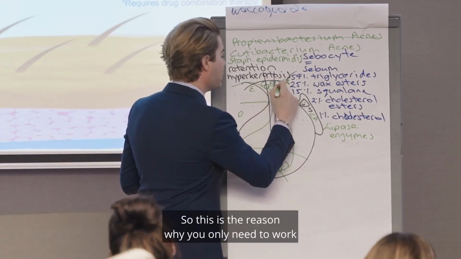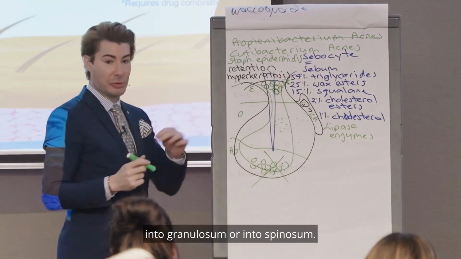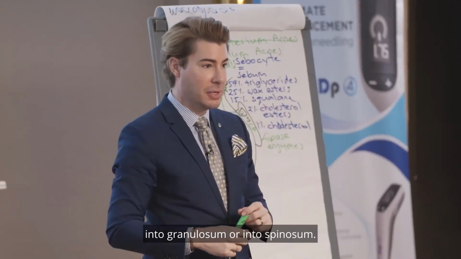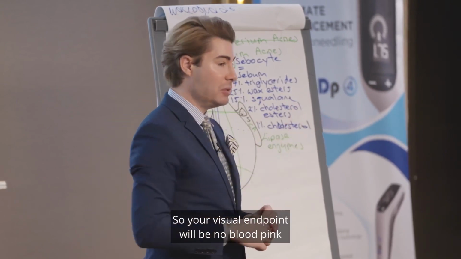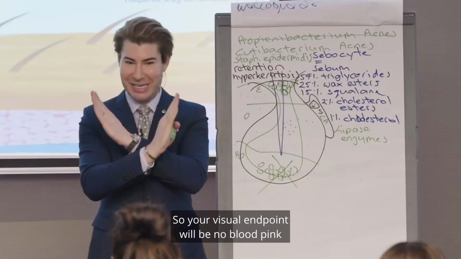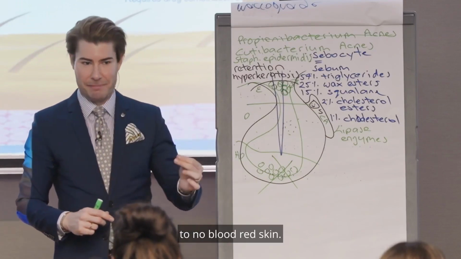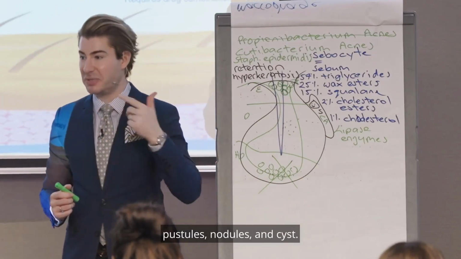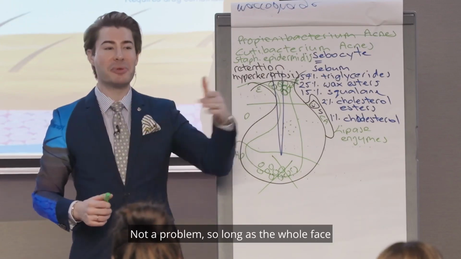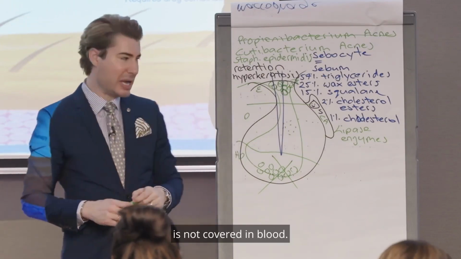This is the reason why you only need to work into granulosum or into spinosum. You don't need to be working down into the dermis. So your visual endpoint will be no blood pink to no blood red skin. You will have some localized blood on active papules, pustules, nodules, and cysts. Not a problem, so long as the whole face is not covered in blood.